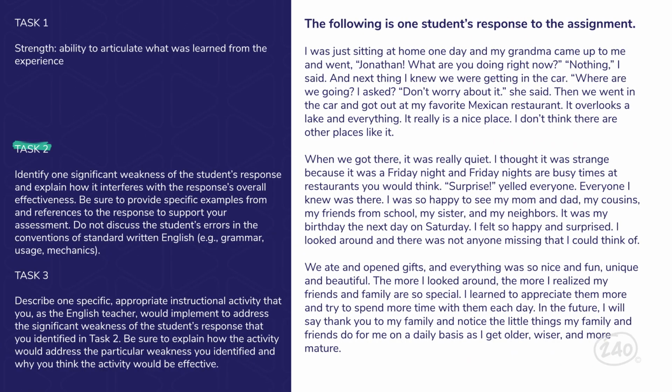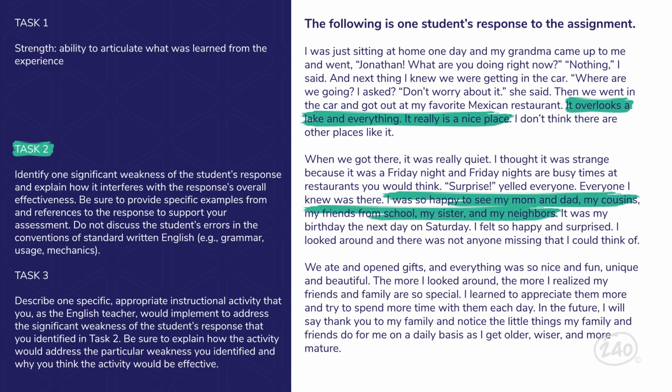Now, let's identify the student's weakness. I noticed that this piece is lacking in description and detail. The directions said, describe the scene using the 5 senses, and I don't see evidence of that here. The only mention of how the party looked was when he said it overlooked a lake and was a nice place. This doesn't give us enough detail to be able to visualize it. And here, he listed who was there, but we don't know what they looked like.